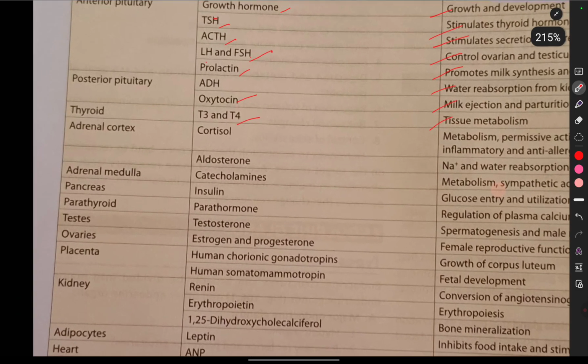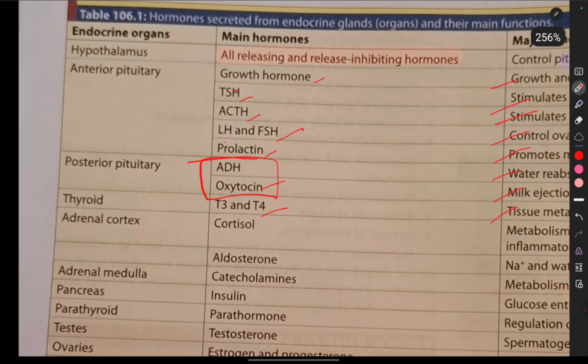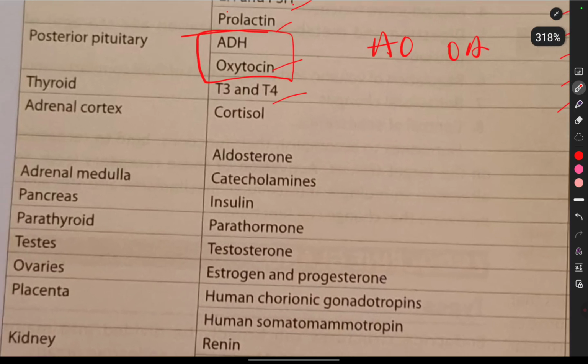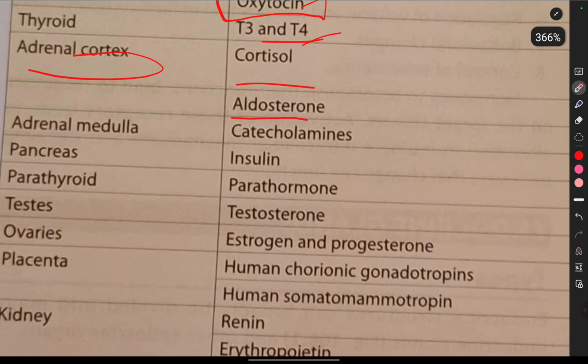The posterior pituitary gives off two hormones, as you have seen, that is ADH and oxytocin. Okay, ADH and oxytocin. How do you remember it? AO or OA, just remember it that way. Thyroid, we have T3 and T4. Adrenal cortex, we have cortisol and aldosterone.